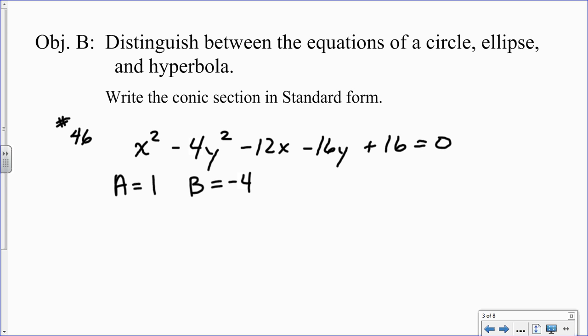Okay, well, are those numbers the same? No, so it's not a circle. Are their signs the same or opposite? Opposite, so it's a hyperbola. If the signs were the same, then it would have been an ellipse.